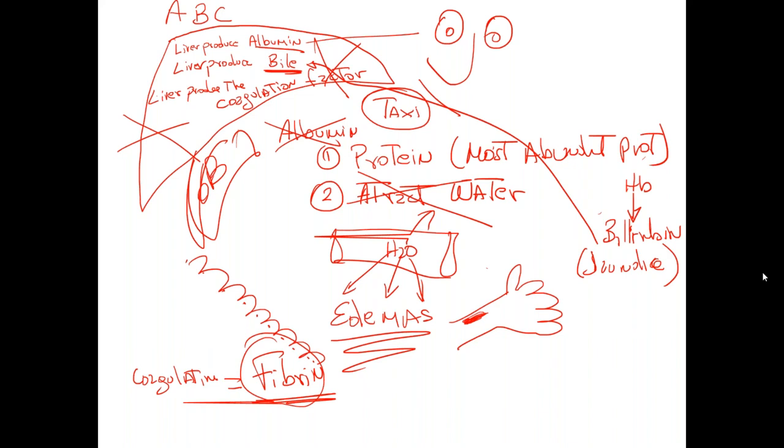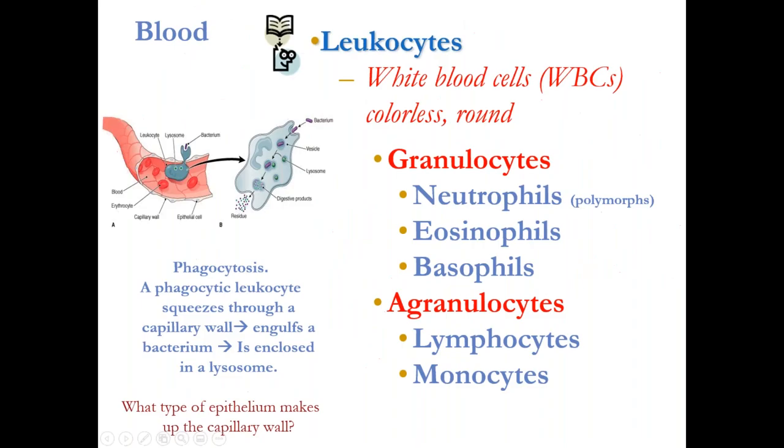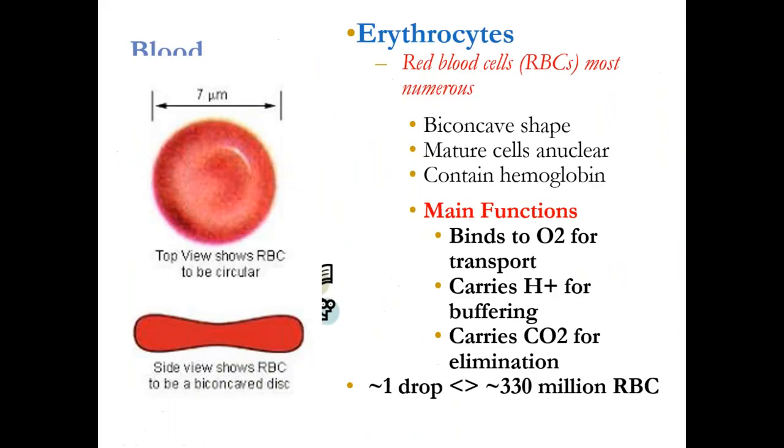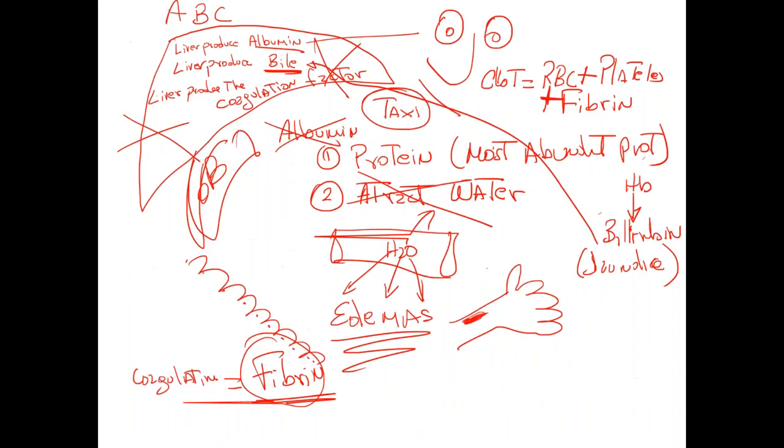Why? Because we were talking that a clot, or thrombi, or thrombus, is equal to the red blood cells plus platelets plus the fibrin. The clot is not going to be completed if you don't have these three elements together. Red blood cells plus platelets plus the fibrin. So that is a clot.